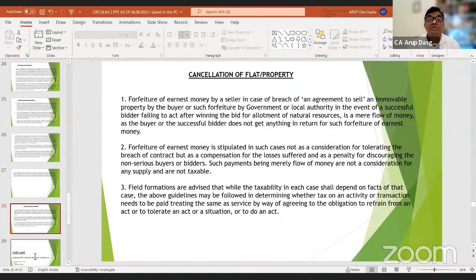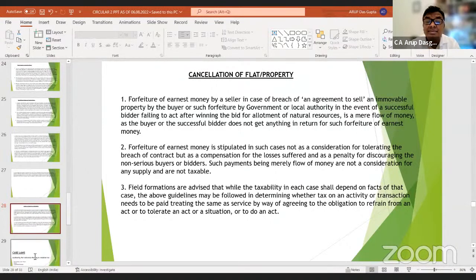So forfeiture of earnest money by a seller in case of breach of agreement of removal property in the event of success. So that is a mere flow of money. It's not a contractual payment. It's a compensation. So it's not a consideration for tolerating the act, but it's a compensation for the losses suffered and a penalty for discouraging the non-serious buyers or bidders.